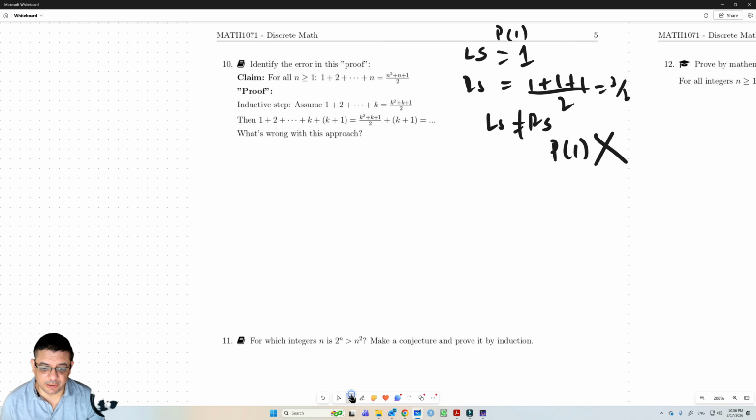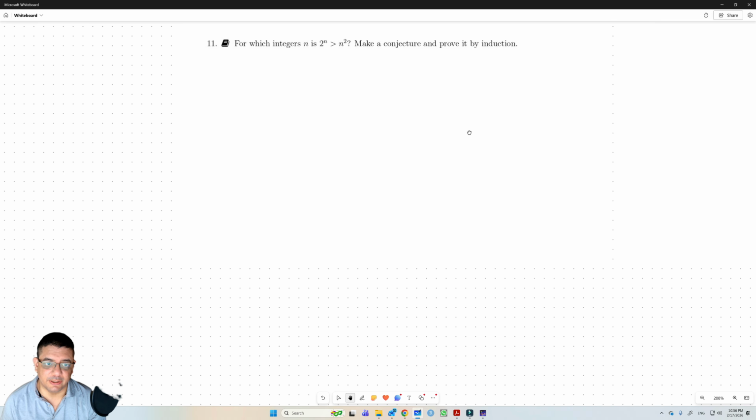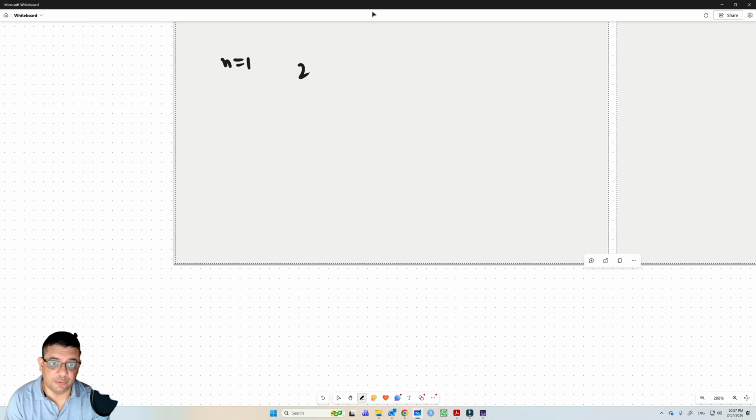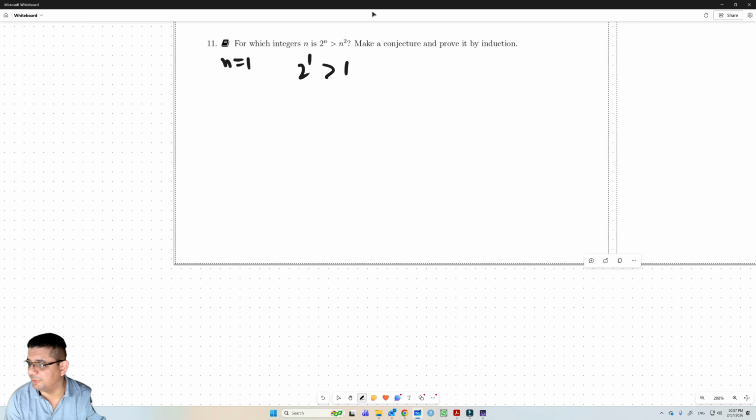Okay? All right, so now let's jump to one case of inequality that can be a little complicated. We have: for which integers n is 2 to the n bigger than n squared? Make a conjecture and prove it by induction. So here, once again, I don't have an initial step, so I need to start checking when this is going to be true. Let's say for n equals 1, we have 2 to the 1 on this side, and this side is 1. So we can kind of think that this is going to work from n equals 1.